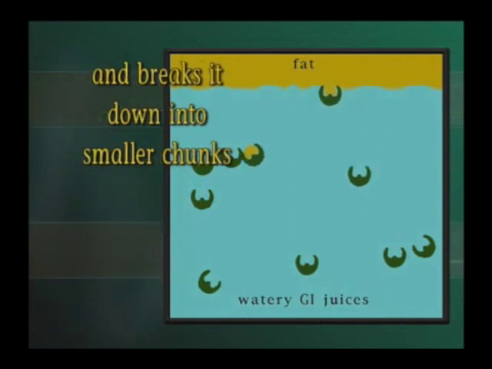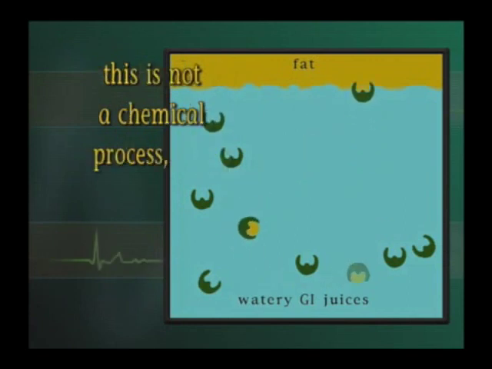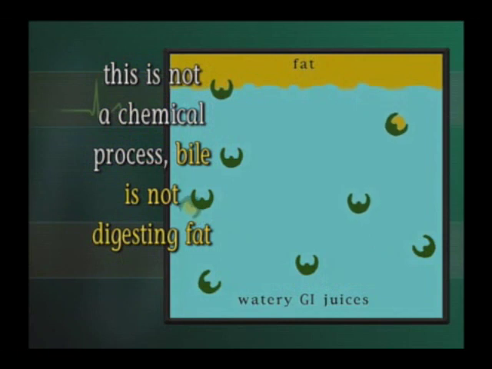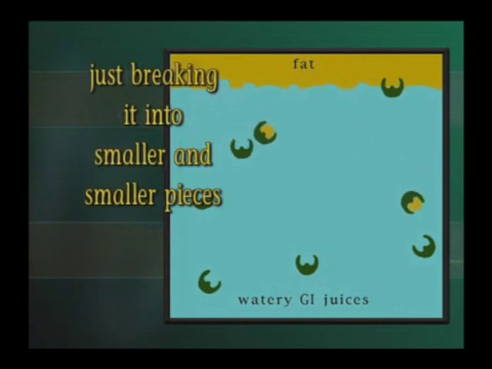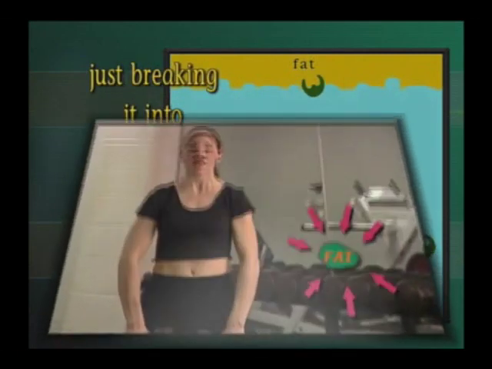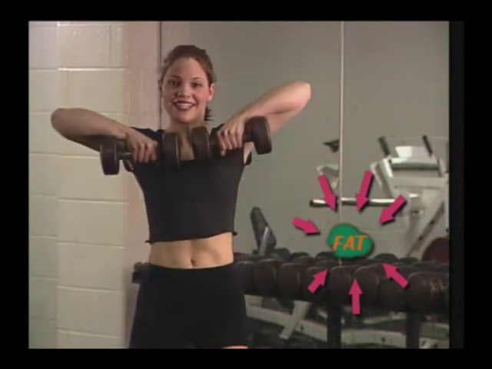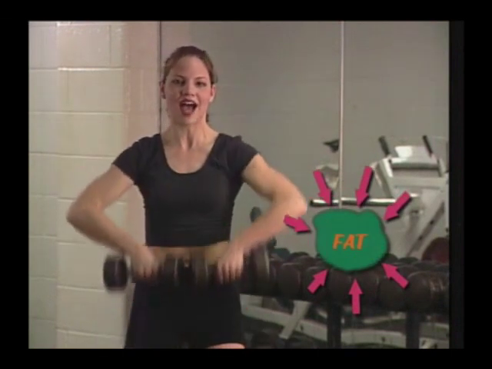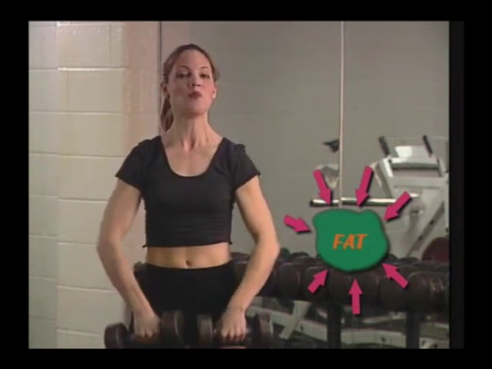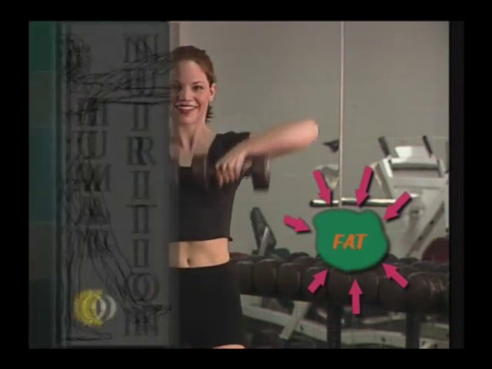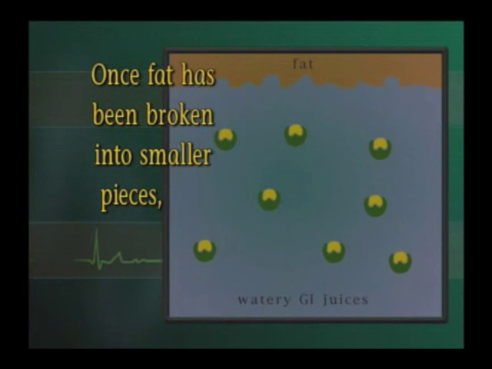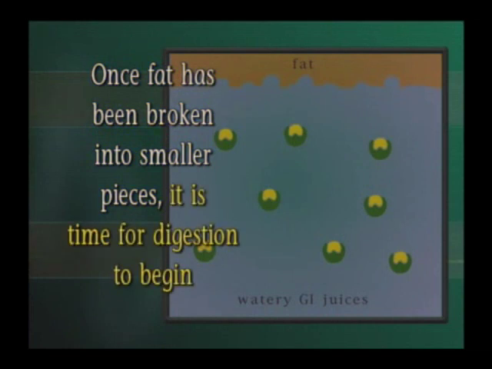down into smaller chunks. It's important that you realize that this is not a chemical process. The bile isn't digesting the fat or anything, it's just breaking it down into smaller and smaller pieces. By doing so, the surface area of the fat in the small intestine is increased, giving the enzyme that eventually digests the fat more of a surface area to work with. Once the fat has been broken down into smaller and smaller pieces, it's time for digestion to begin.